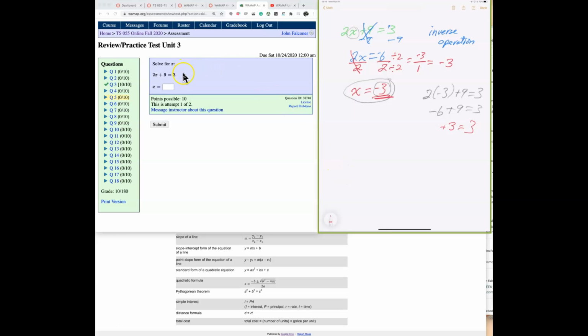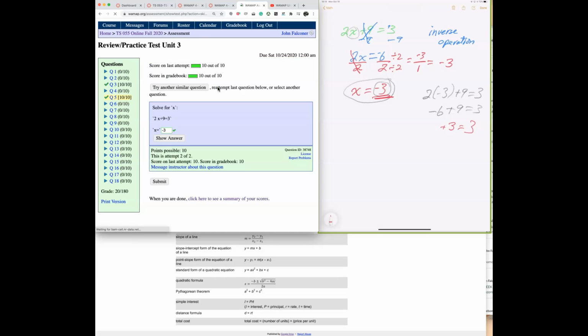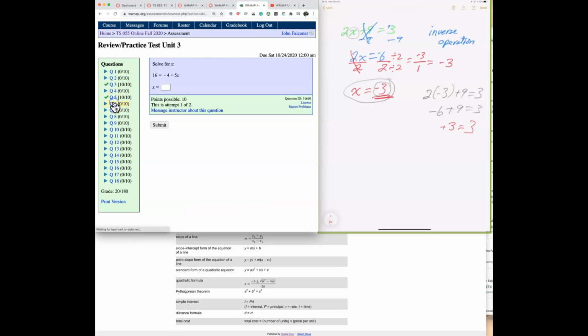Let's see if we got it right, really. We'll ask WAMAP, did we get it right? Negative 3. Boom, there's a green go light. So we'll go to the next one, Q6. These should get progressively harder, we'll see. But we're going to apply the same rules as we go. We're solving for x. 16 is equal to negative 4 plus 5x.